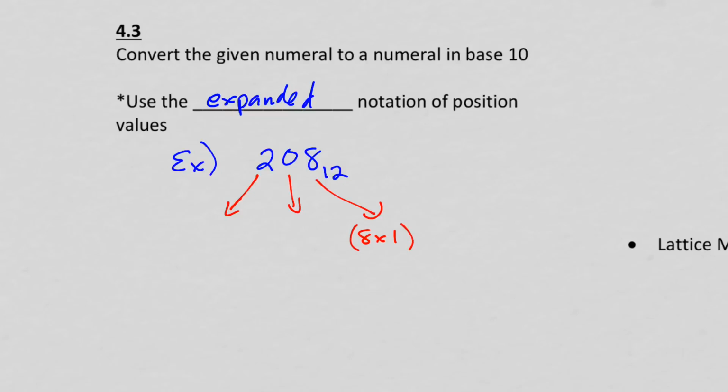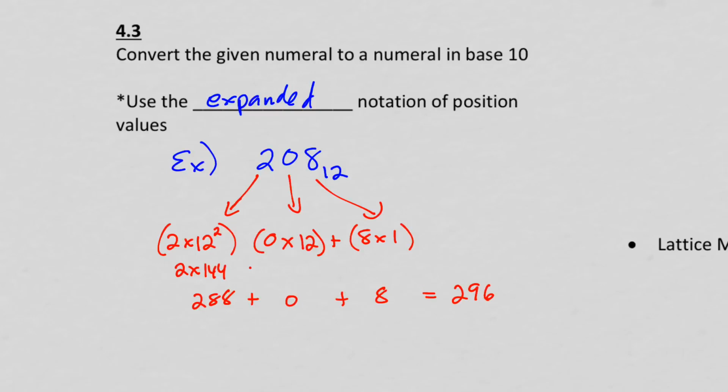There is nothing in the middle value, but if there was, it would be that value times 12, since we're on base 12. And then the third position is going to be 12 squared in this case. So there are 2 sets of 12 squared. That's 2 times 144, which is 288. This is 0, and this is 8. So the final answer will be 296.